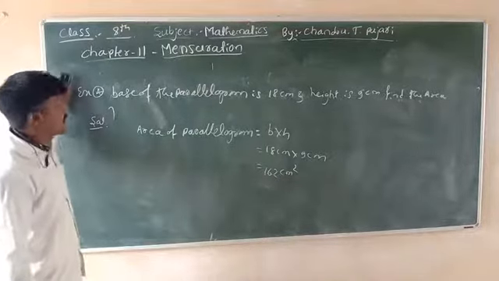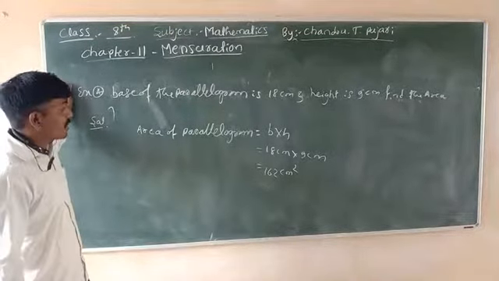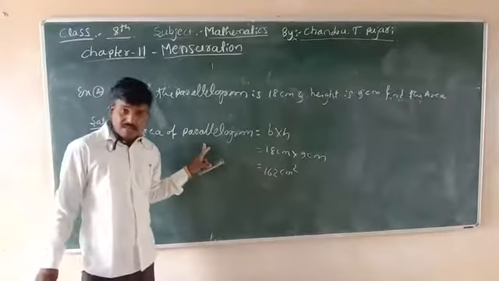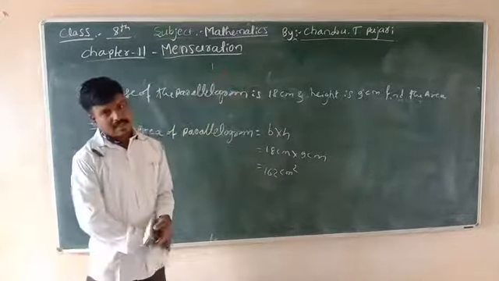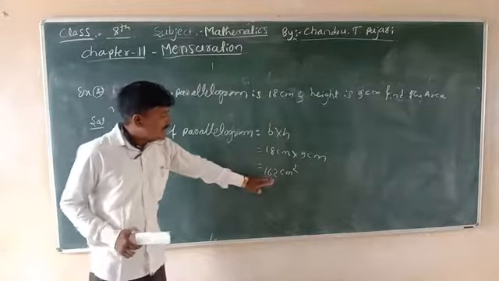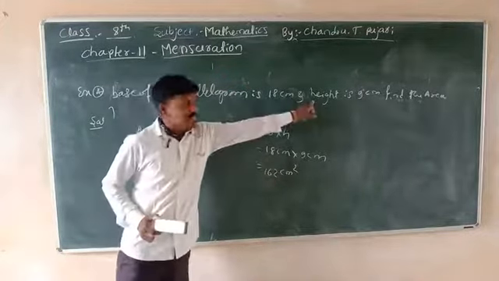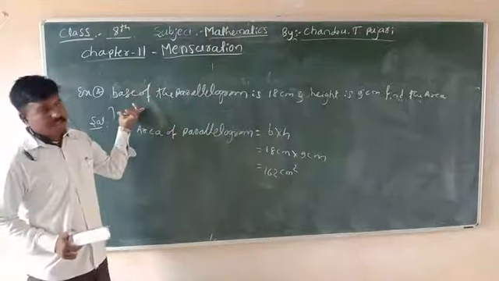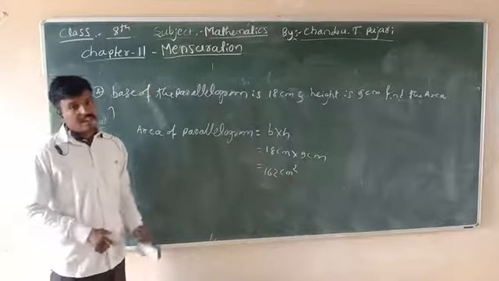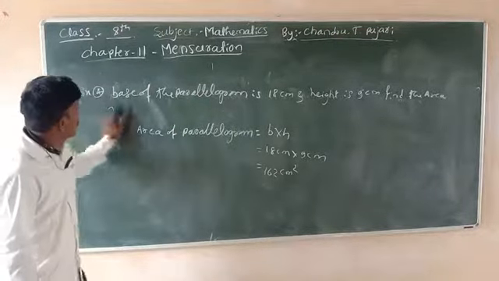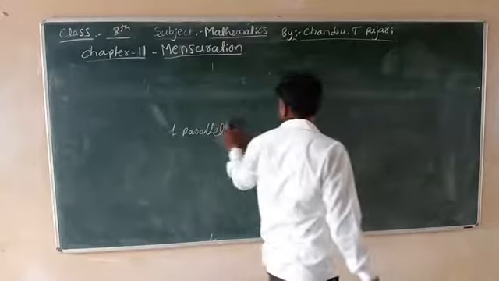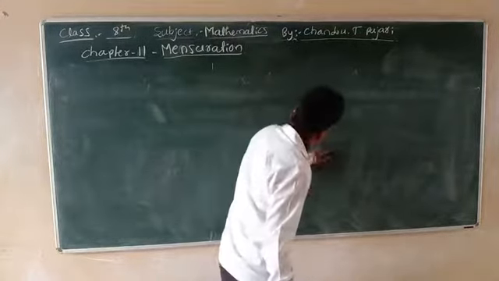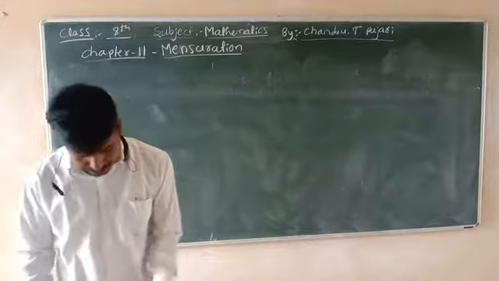Next, some questions are here. Area of parallelogram is given and height is given, you can find out the base. Otherwise, area is given, base is given, you can find out the height. Questions like this also arise in your exercise, no problem. Next questions are on the trapezium as well as rhombus.